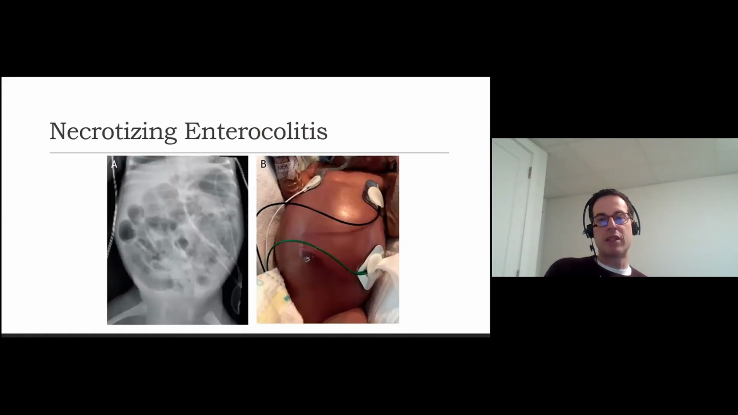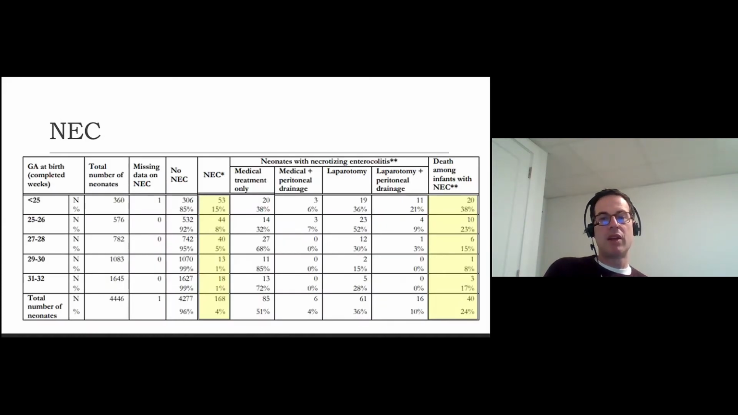So moving on to necrotizing enterocolitis. This is one of what I would consider a neonatologist's worst nightmares. So what does NEC look like across the Canadian landscape? Not surprisingly, when you look at the rate of NEC under 25 weeks, it's about 15%. It drops to 8% at 25 to 26 weeks, and so forth. Death is not rare. If you have NEC, almost 1 in 2 babies under 25 weeks in Canada that have NEC will die, so about 40%, and that drops to 1 in 5 at 25 weeks.